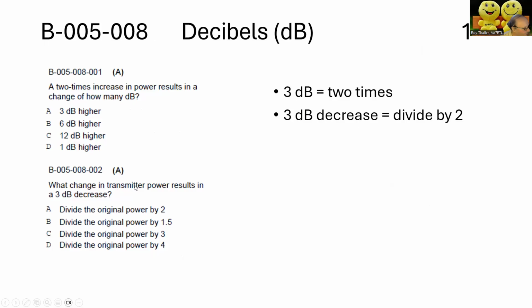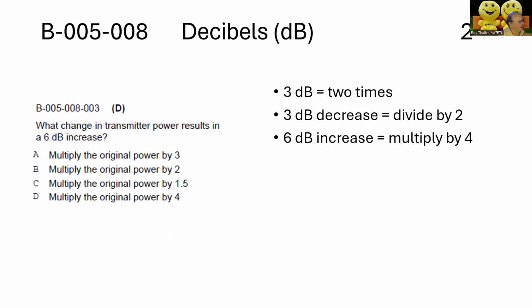So what change in transmitter power results in a 3 dB decrease? So here 3 dB would be half. So you would decrease the power by 2. So A is the correct answer. What change in transmitted power results in a 6 dB change? So 3 dB is 2, so 6 dB would be 4. So D would be the correct answer. Is multiply the original power by 4.